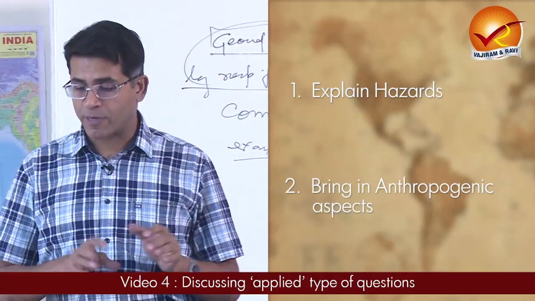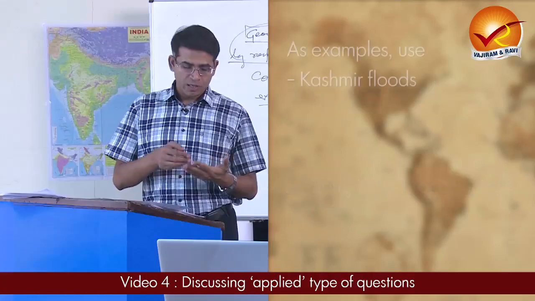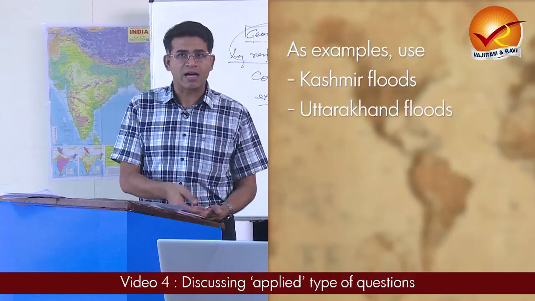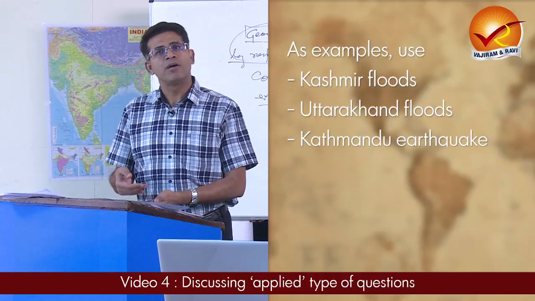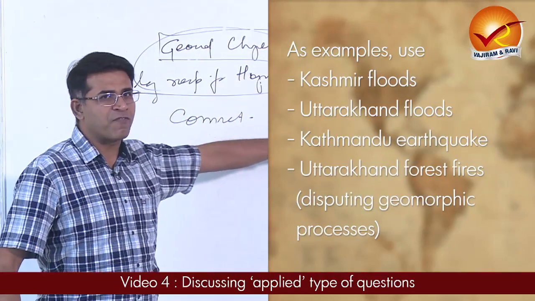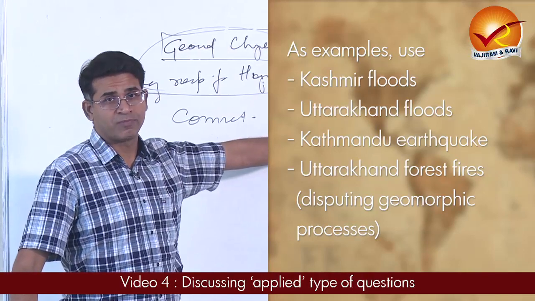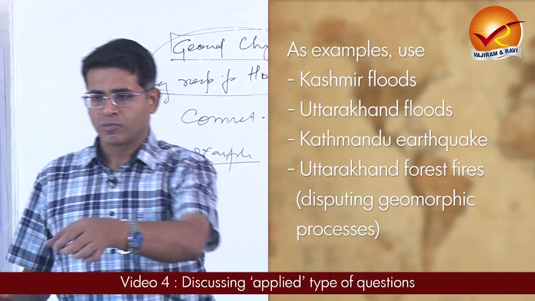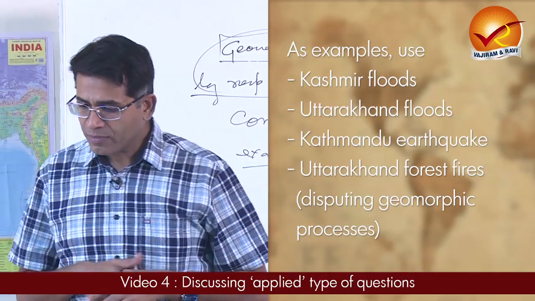anthropogenic aspects also. And examples, please quote Kashmir floods, quote Uttarakhand Kedarnath floods, talk about Kathmandu earthquakes, come to forest fires. These are definitely not about geomorphological causes. The forest fires, again human aspects, Uttarakhand slopes. So that's question number B.